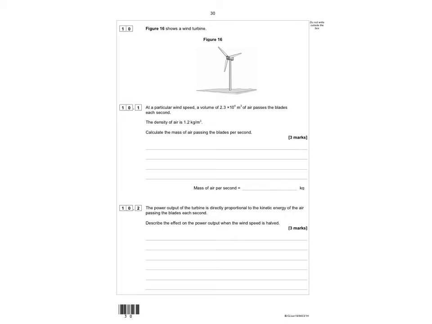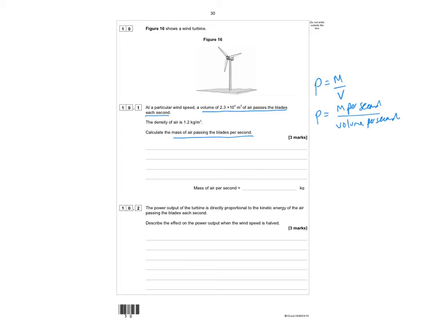Now we're at the end of the paper, there are going to be some questions that are there to trick you. So we've got a volume of air each second, and we want to find the mass of the air each second. So we've got density, so density equals mass divided by volume. That's the same as saying density equals mass per second divided by volume per second. So the per second becomes irrelevant because they cancel through.